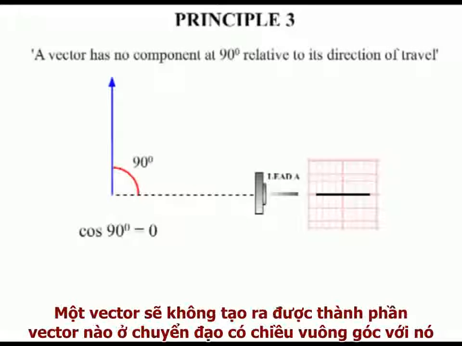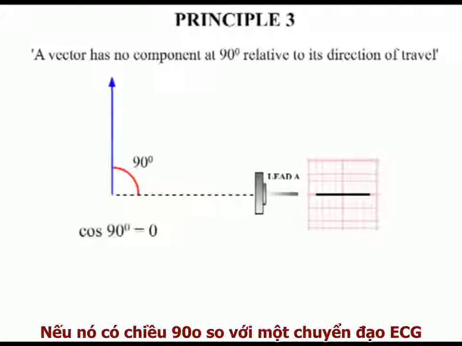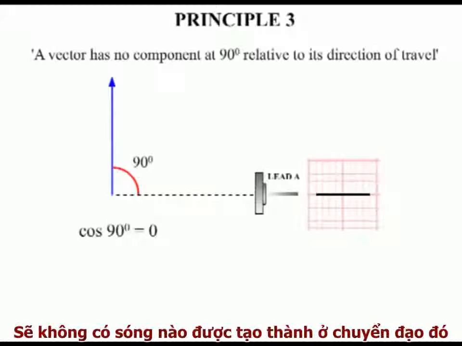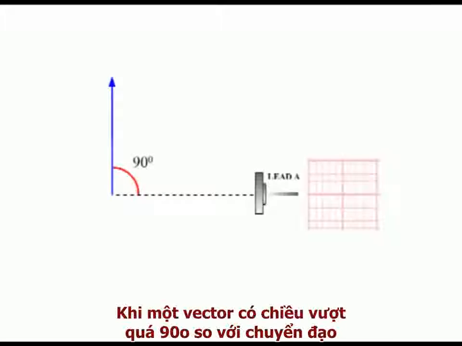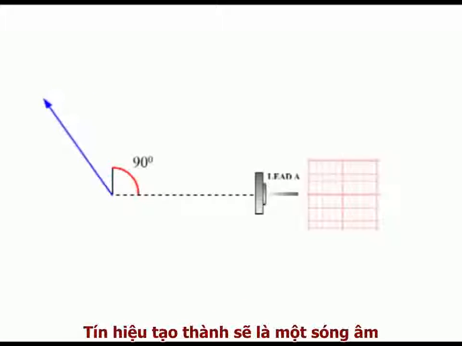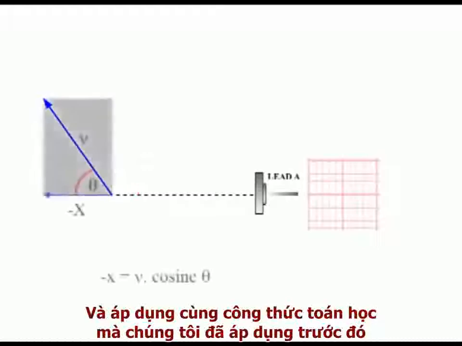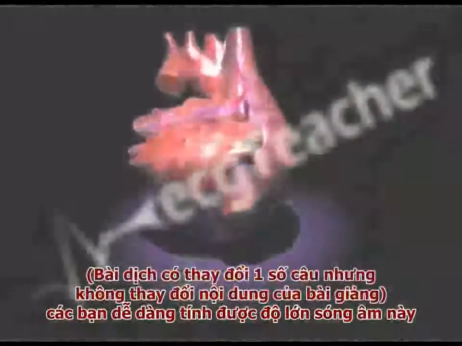This is important. A vector has no component at right angles to itself. So no matter how large in voltage a depolarization vector may be, if it is moving at 90 degrees relative to an ECG lead, no net deflection is produced in the readout from that lead. Once the vector's direction of travel moves beyond 90 degrees relative to the lead, the signal produced is negative. And the same simple maths we've just employed can be used to calculate the magnitude of the negative signal generated.